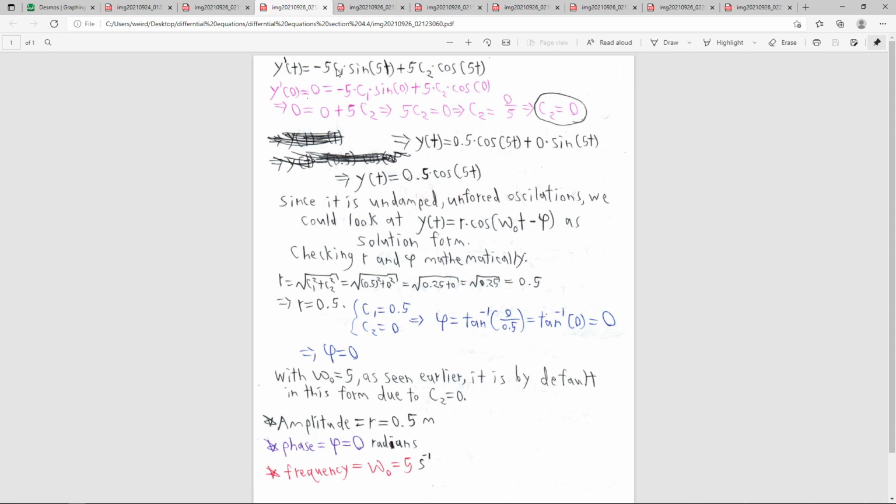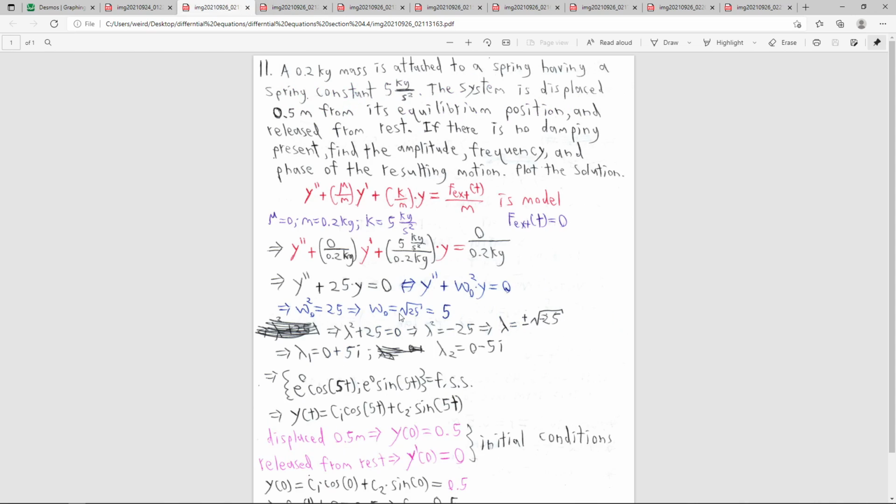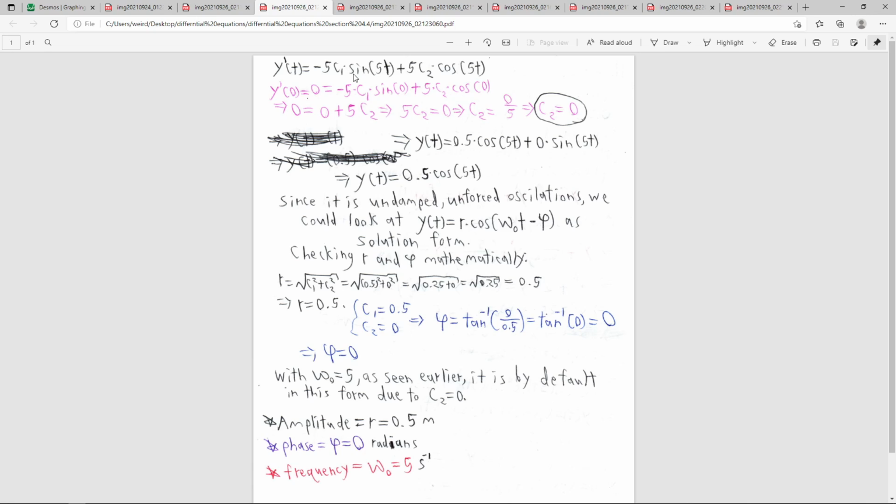Now for c2 we need to take the derivative first before we can find it. So y prime of t is, you take out negative 5. The derivative of cosine is negative sine, times the derivative of whatever's inside, and sine is the same way, but it's positive cosine. So negative 5 c1 sine of 5t plus 5 times c2 times cosine 5t. y prime of 0 equals 0, and sine of 0 is 0, so it becomes 0 equals 0 plus 5 times c2. Cosine of 0 is 1. So c2 just equals 0.